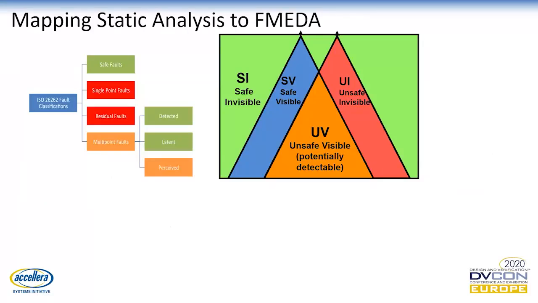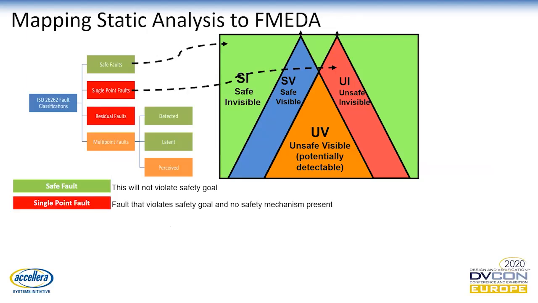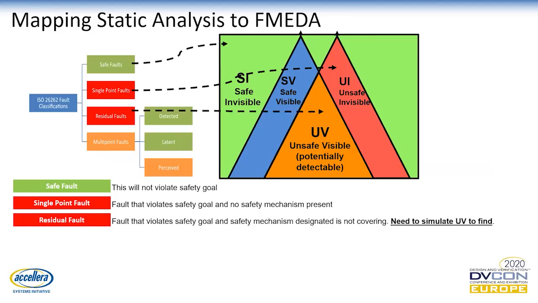So how do you map these faults, what we just segregated using static analysis? The safe faults go directly into the green. They will not violate any safety goal because they're not ending up at the safety goal violation point, which we call the failure scope. Single point faults violate the safety goal, ending up at the failure scope, and they don't have any safety mechanism present in the design. Residual faults, they are residual within the design.